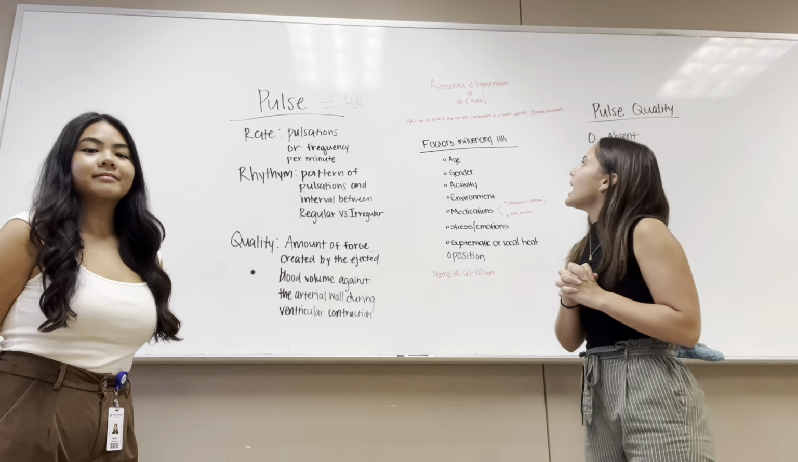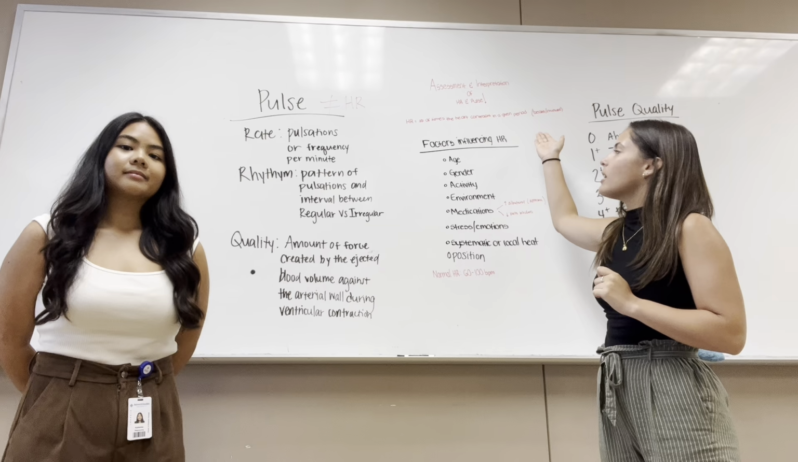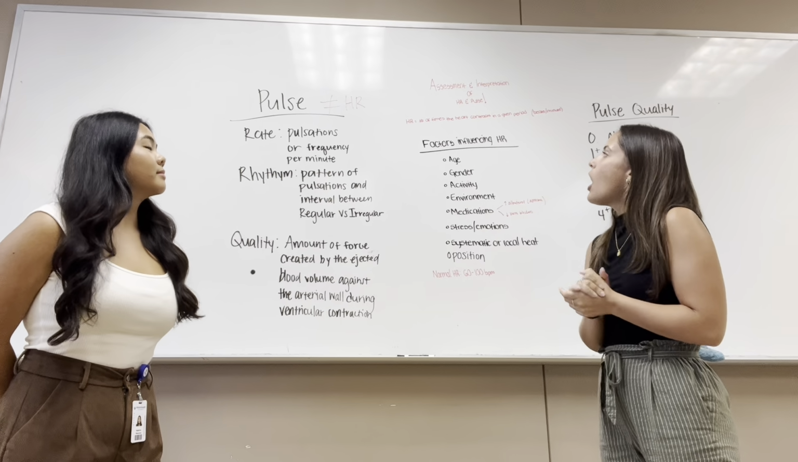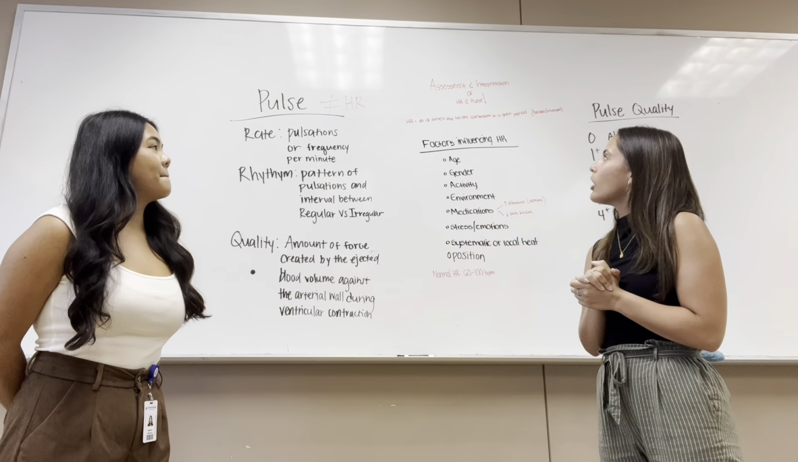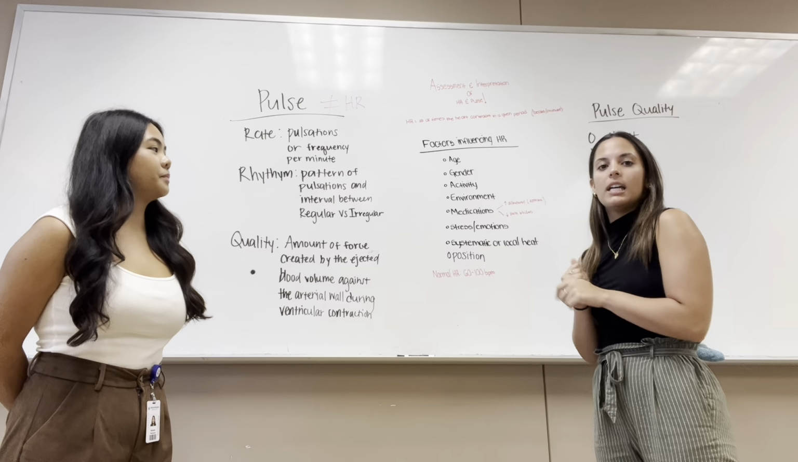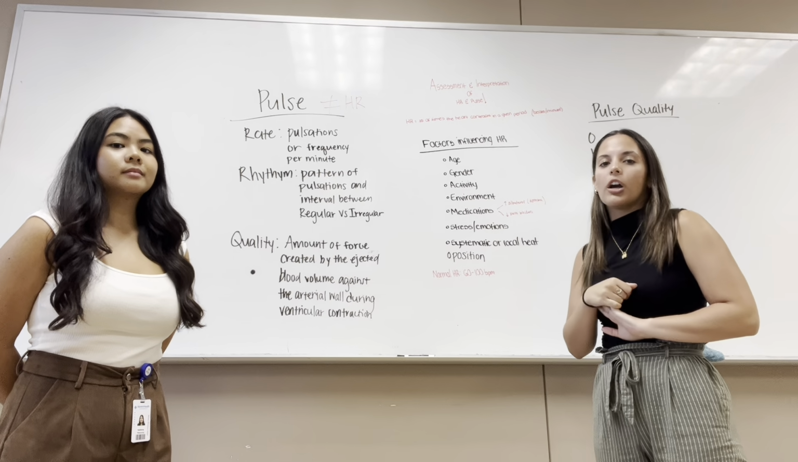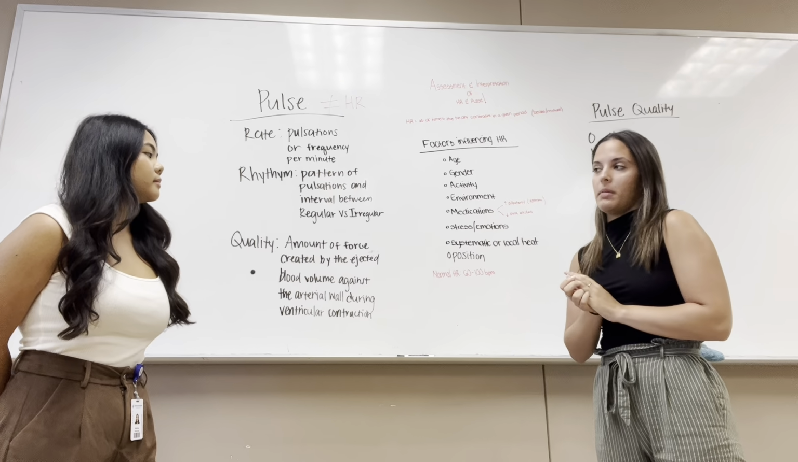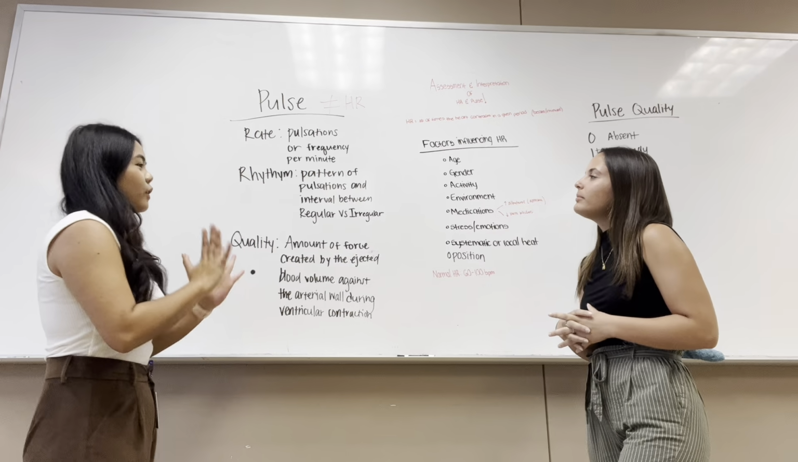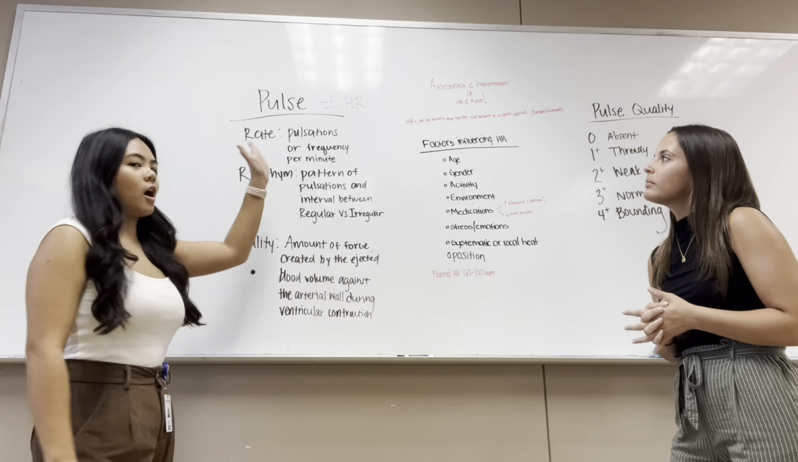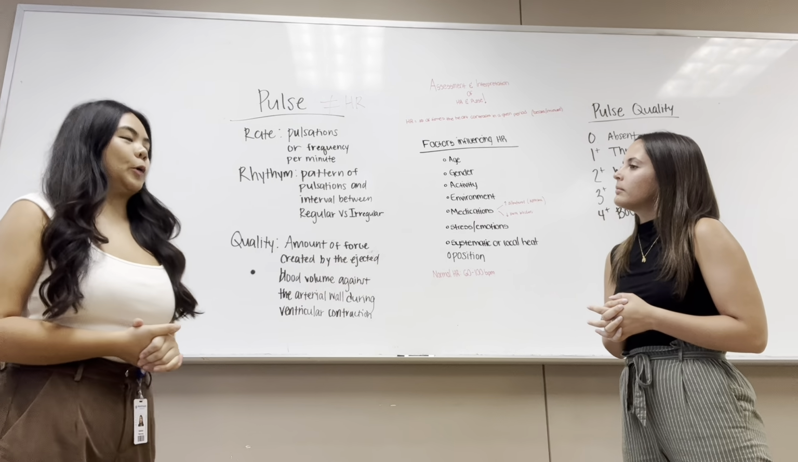Our topic for today is assessment and interpretation of heart rate and pulse. Heart rate is the number of times the heart contracts in a given period. It is the beats per minute, and a normal heart rate is 60 to 100 beats per minute. First things first, pulse does not equal heart rate, according to an article we found.